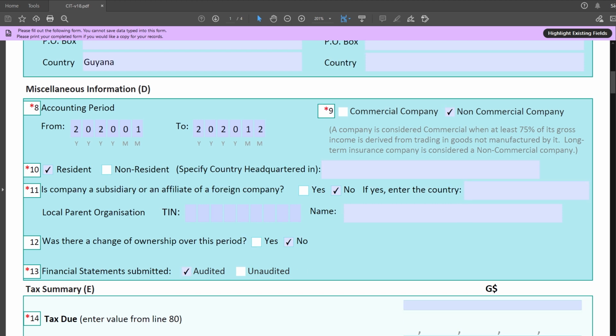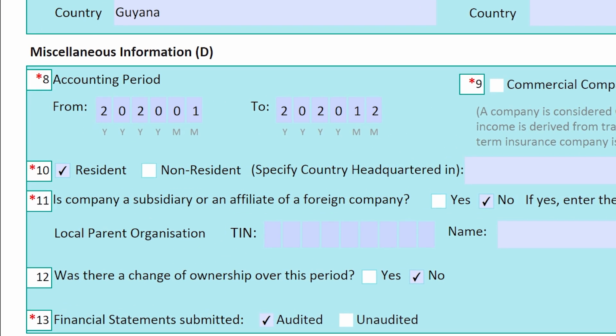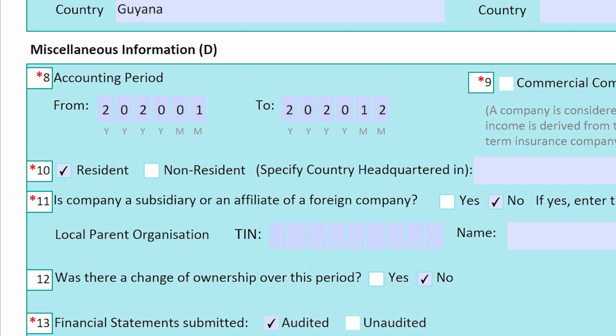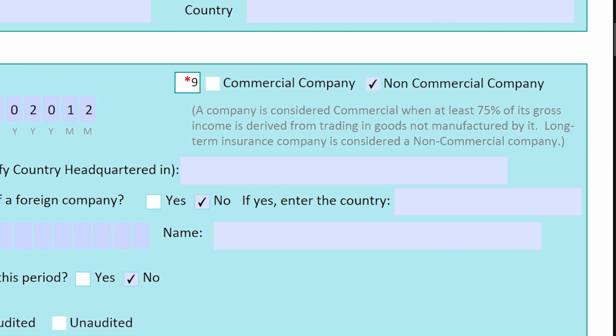A few things to note before we move on. If the organization's accounting period does not align with the usual calendar year, January to December, then written approval needs to be obtained from the Commissioner General. A company is considered commercial when at least 75% of its gross income is derived from trading in goods not manufactured by it. A long-term insurance company is considered a non-commercial company. Therefore, indicate which one best reflects the organization during the period of income.